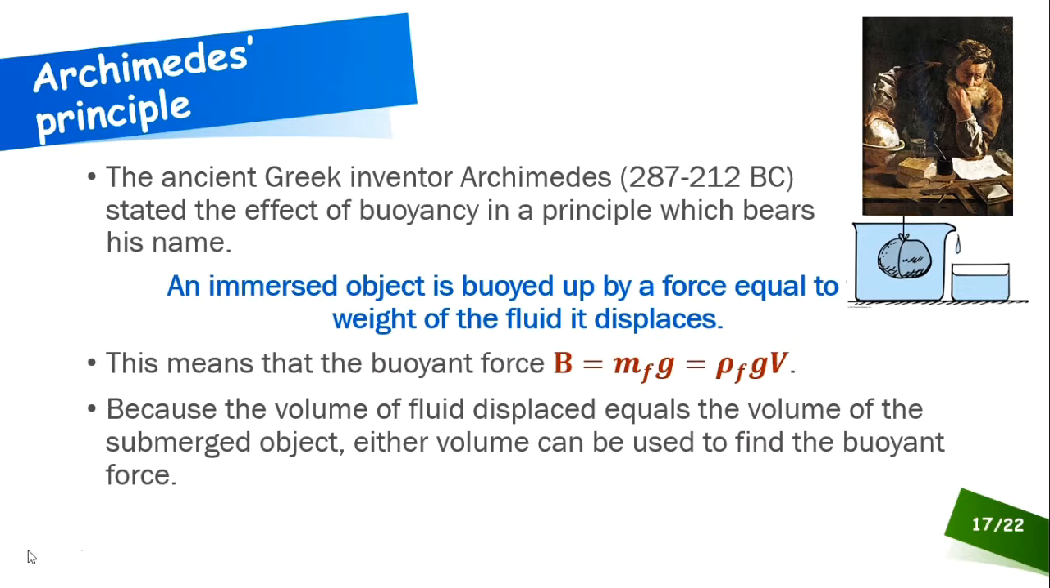So we're talking about an object that's completely under the surface of the water. Either volume can be used to find the buoyant force. If your object is not completely submerged, so only a part of it is below the surface of the water, then you want to use the volume of the object that is below the surface. So whatever is above the surface of the water does not enter into the calculation. Typically, we're going to be looking at objects that are completely submerged, so you take the entire volume.